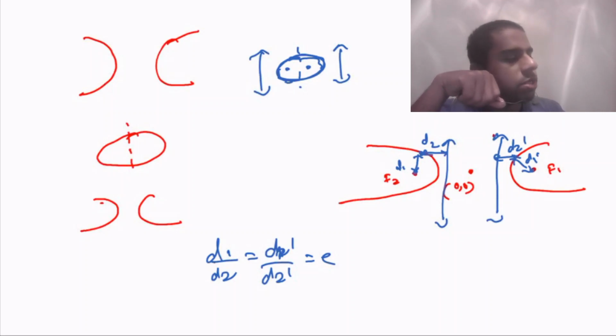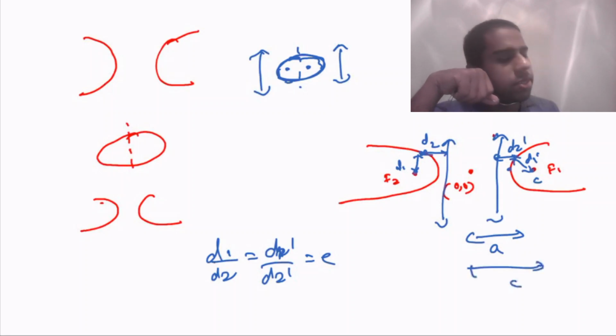Let this focus point be some c. And let the vertex of the hyperbola be a. Vertex is nothing but the outermost point, similar to a parabola. Let the vertex be at distance a from the origin, and the focus at c. We know eccentricity is given by the formula c by a. Here you can see c is greater than a, so eccentricity is greater than 1.